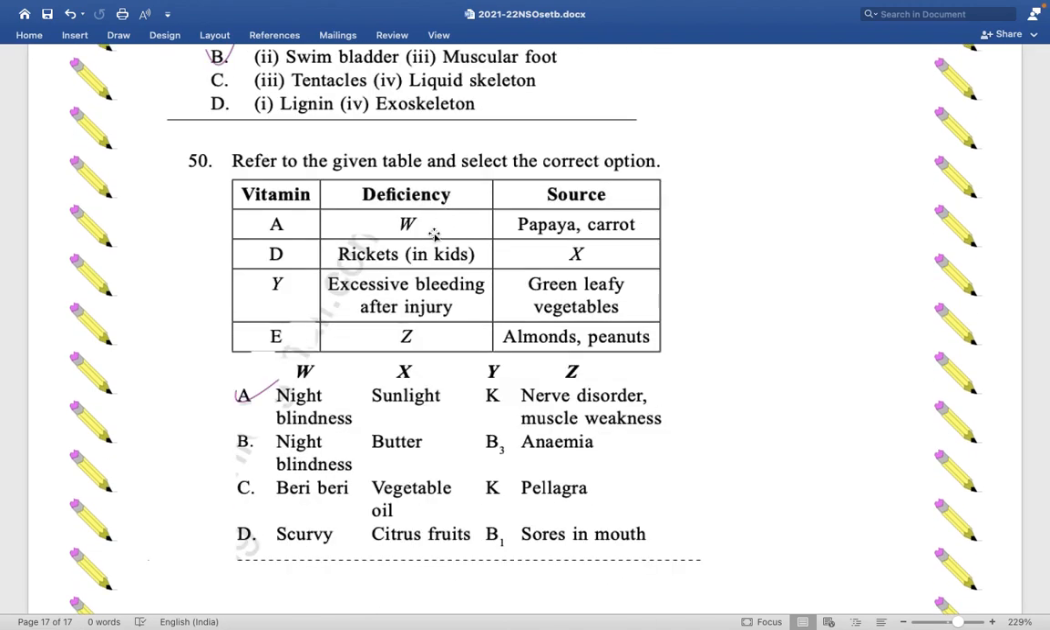W is night blindness as it comes due to deficiency of vitamin A. Sources of vitamin D could be the sunlight or butter. Y could be vitamin K as it is needed for blood to clot. Z could be nerve disorders or muscle weakness as it comes due to deficiency of vitamin E. A is the correct answer.